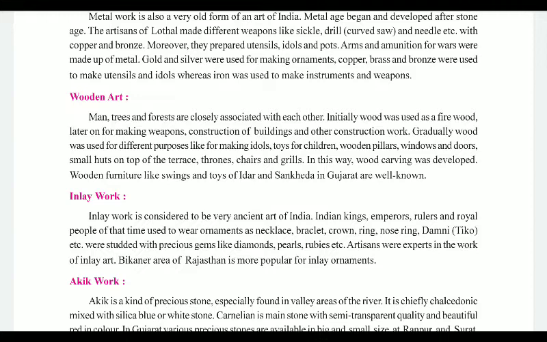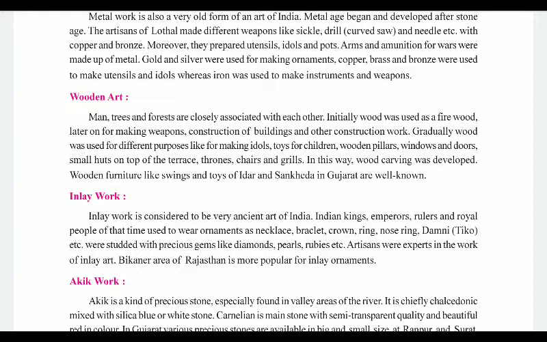Wooden furniture like swings and toys of Idar and Sankheda in Gujarat are well known. Wood is also nowadays a part of our life. Many furnitures that we use, doors. Nowadays we don't make the houses, but we still use wood for many purposes.